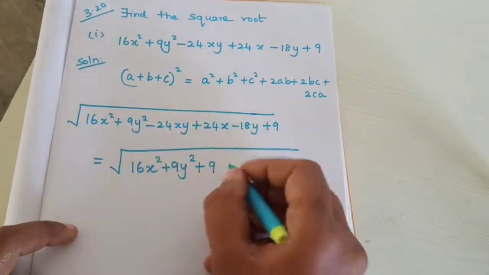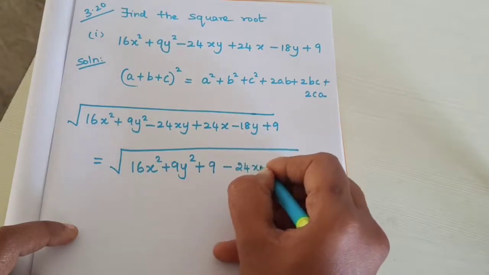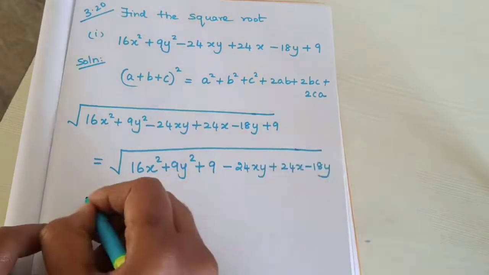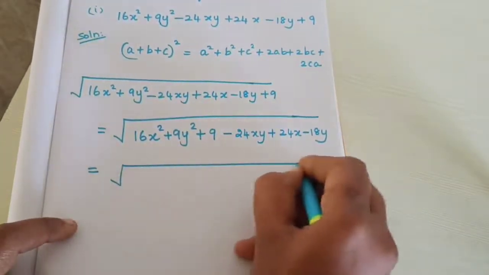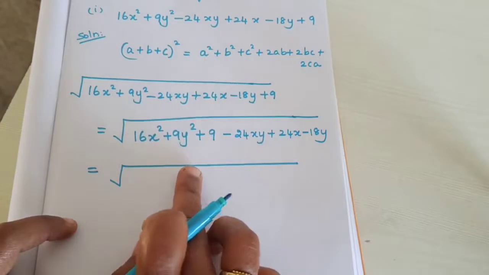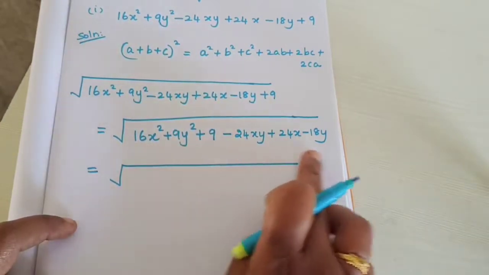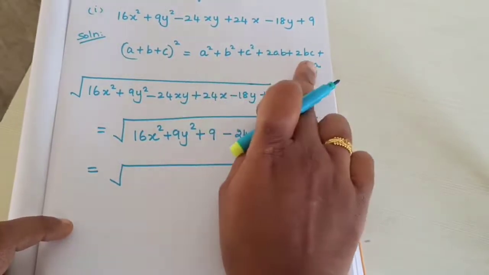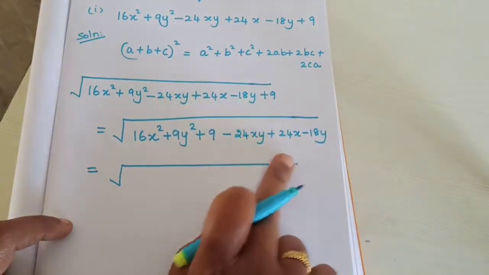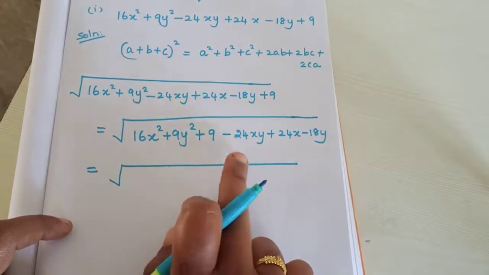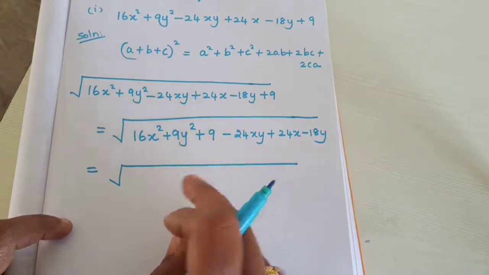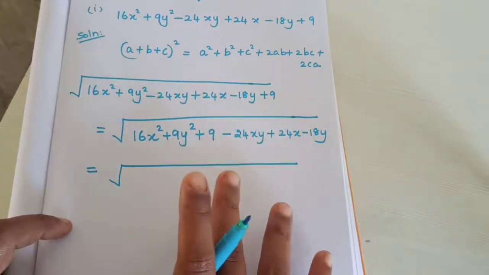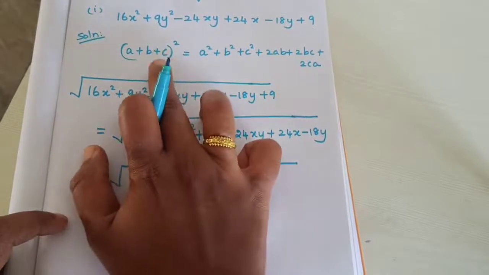Just writing the other terms: minus 24xy plus 24x minus 18y, which is equal to, based on this formula we need to write, because there are 3 square terms and 3 additional terms, 2ab, 2bc plus 2ca. But think of that, here all the terms are plus, but here 2 terms have minus. So we should check which terms have the minus. It may be x, it may be y, otherwise it may be z. First we need to find out that. After that we need to write according to this formula.